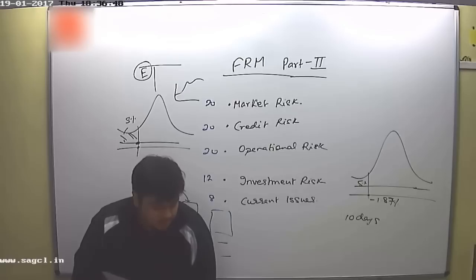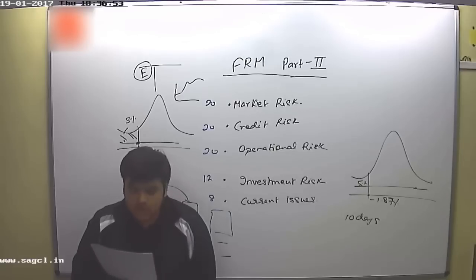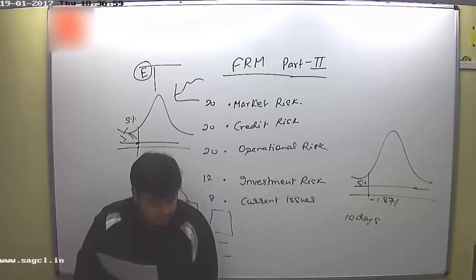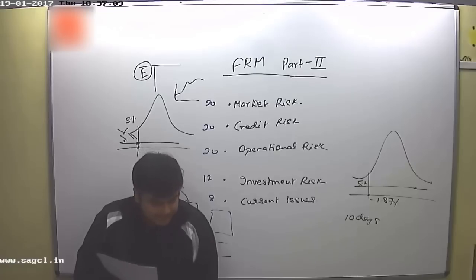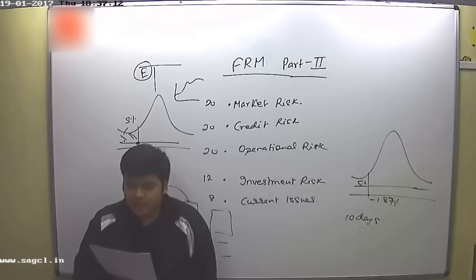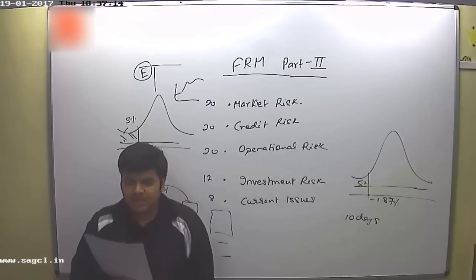29, credit exposure onwards. 29, 30 and 31 is one section, including 32 also; wrong way risk also falls into this section. And 33 is a standalone chapter, credit scoring and retail credit risk management. 33 is a standalone chapter.